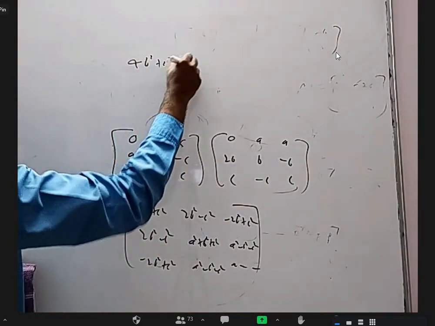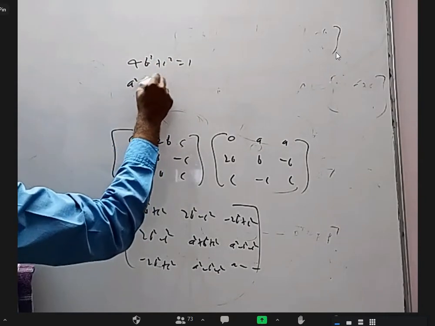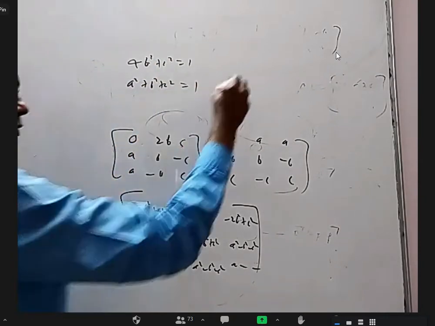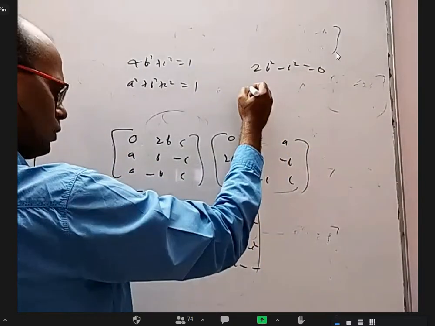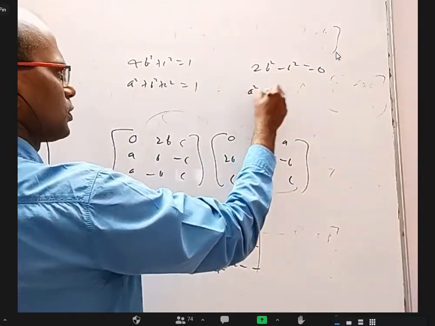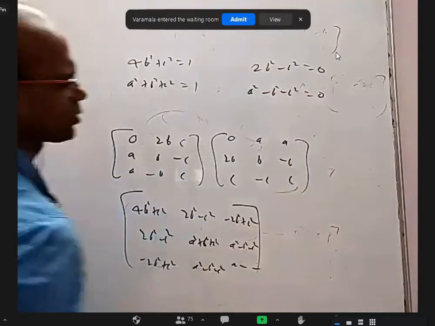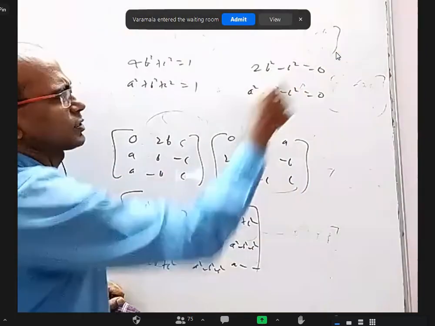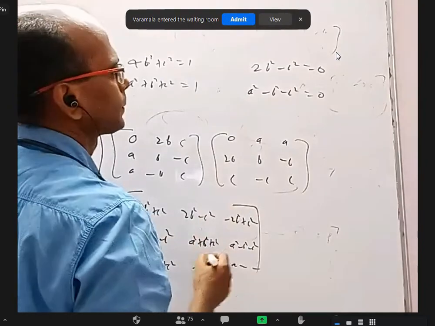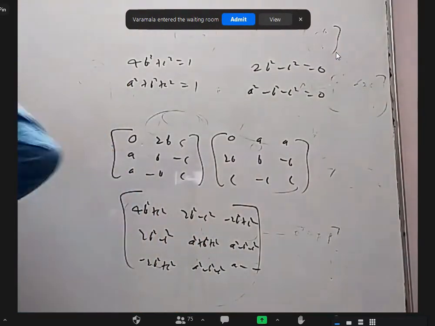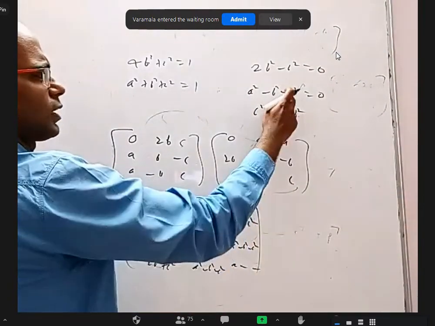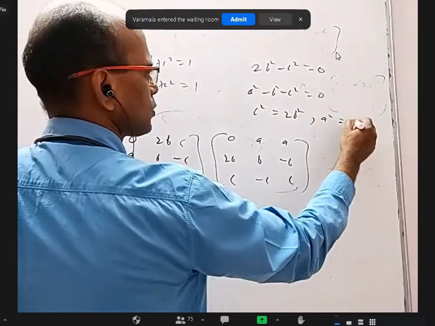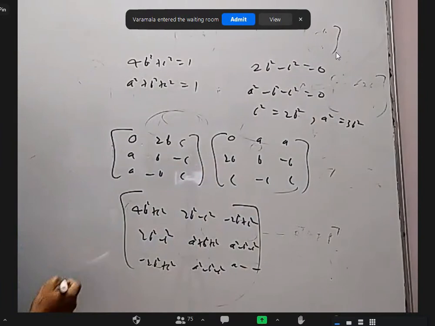4b square plus c square equal to 1. A square plus b square plus c square equal to 1. 2b square minus c square equal to 0. And a square minus b square minus c square is 0. Will there be ABC values satisfying all that? I have to check. Here I can write c square equal to 2b square. If I write that, I will get a square equal to 3b square. This is a relation between A, B, C.